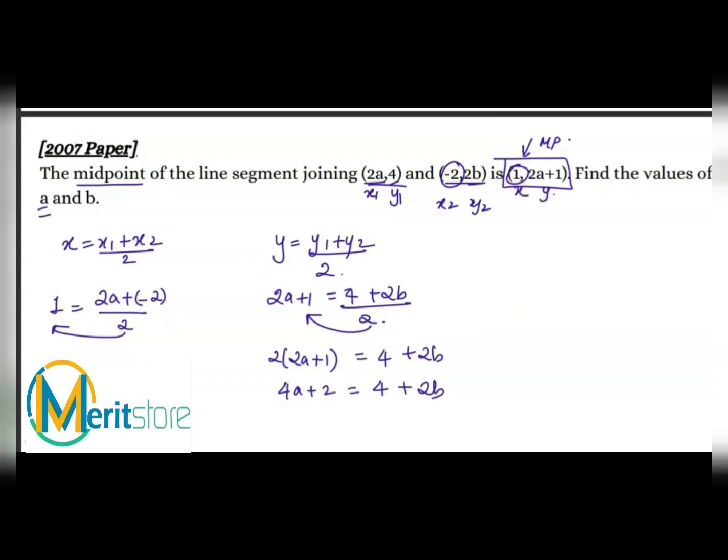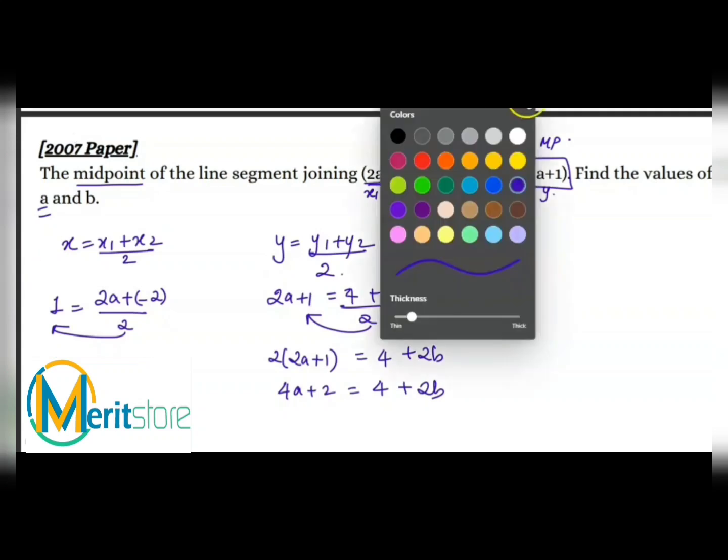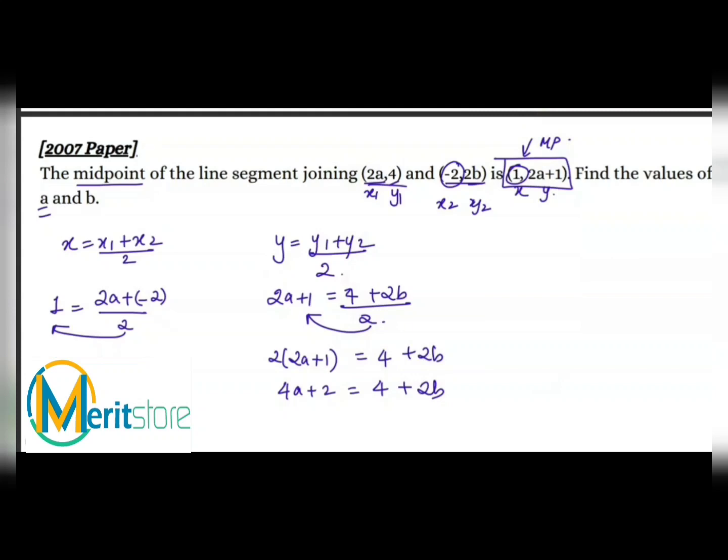Now, we've got the value of a in our previous solution as 2. So, I'm going to substitute this as 2. So 4 into 2 will become 8. 8 plus 2, and this 4 also comes to the other side. So 8 plus 2 minus 4 is equal to 2b. 8 plus 2 is 10. 10 minus 4 is 6. 6 is equal to 2b. b is equal to 3. So a value is 2. b value is 3. That's the answer.